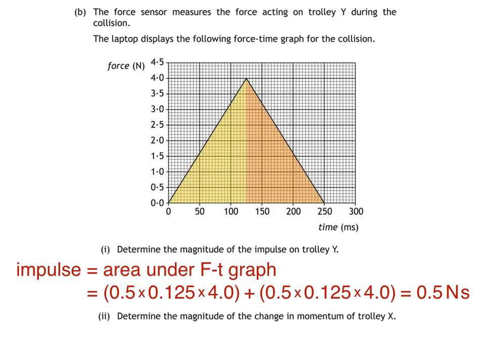The impulse on an object is also equal to its change in momentum, so the magnitude of the change in momentum of trolley X must also be 0.5. Since this is a question about momentum, I've used the units kilograms meters per second, although newton seconds would also be accepted.